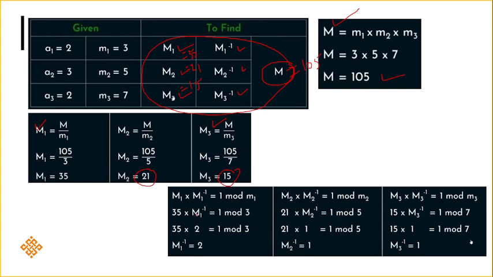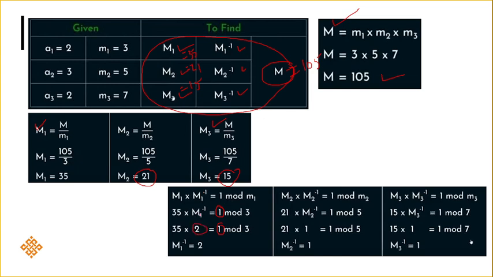Now we need to substitute the values starting from 1. If you take 1 here for M1 inverse, 35 into 1 is 35. So 35 is equal to 1 mod 3? When you divide 35 by 3, 3 times 11 is 33, we get 2 more, so the remainder is not 1. If you take 2, 35 into 2 is 70. So 70 mod 3, if you do, the remainder surely will be 1. So for M1 35, the M1 inverse is 2.